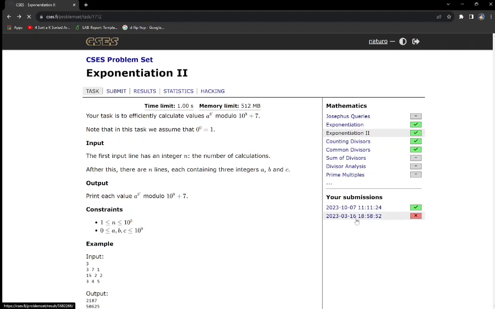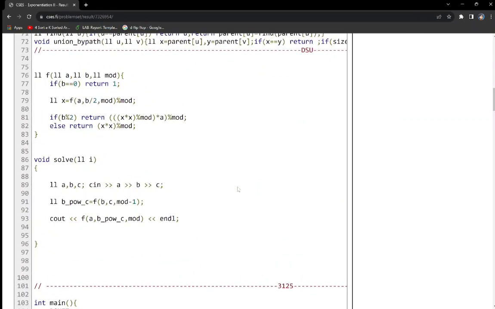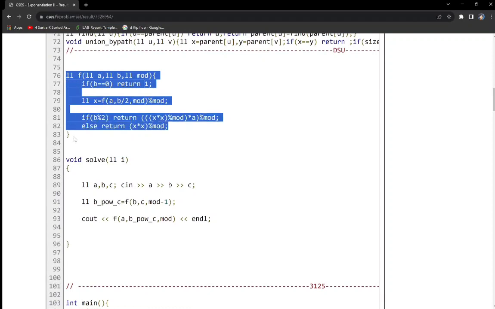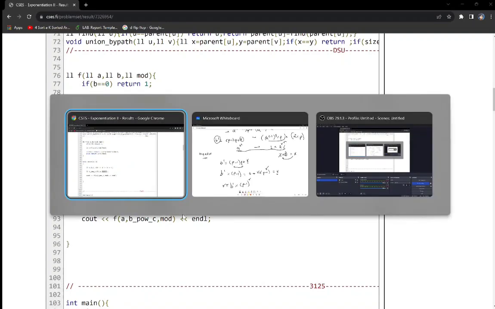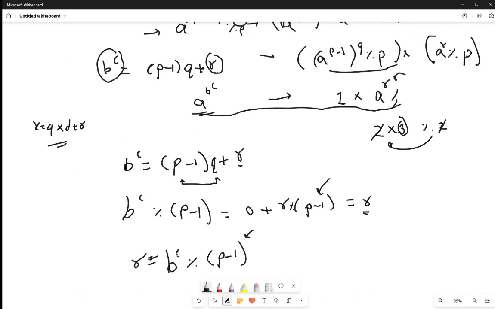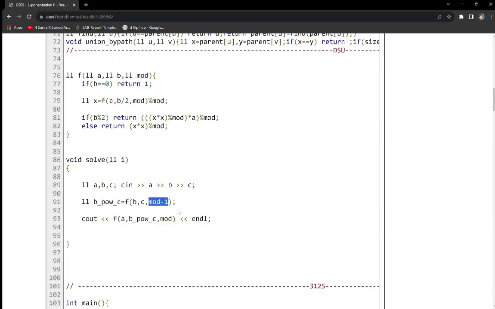Firstly, I applied the naive approach, then I came to realize that this is never going to work. So this is the same function. I have just modified it by including the mod operator, because when we calculate b to the power c, we have to pass the modulo as mod minus 1, because the value of r is nothing but b to the power c modulo p minus 1. So p is here mod, and after calculating that r, we can calculate a to the power r modulo mod. So this is the accepted code.